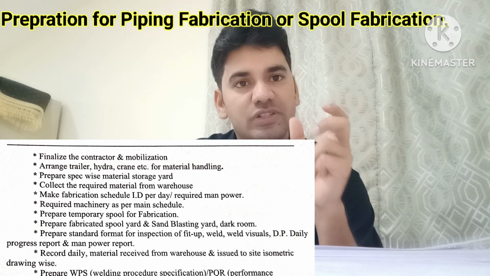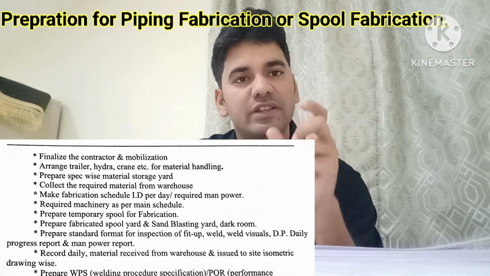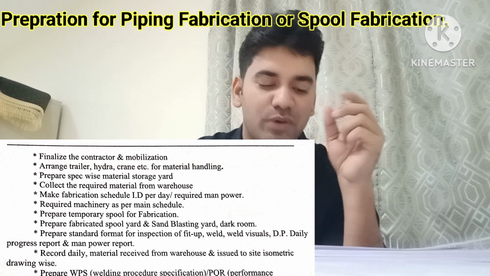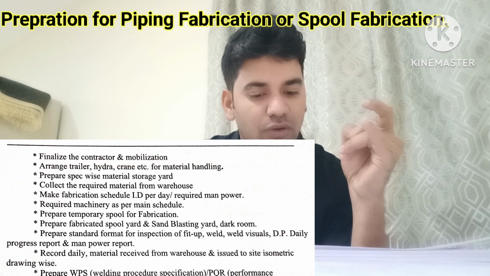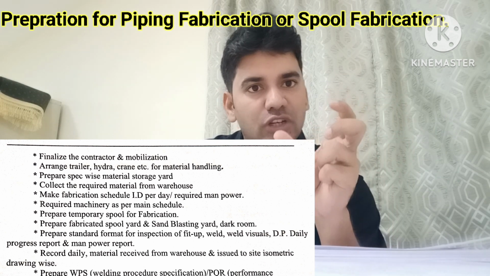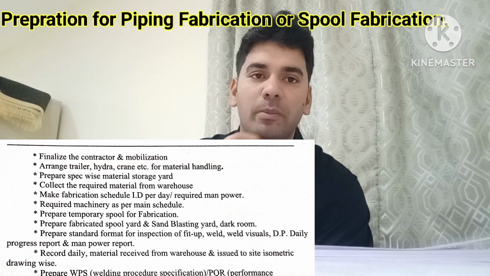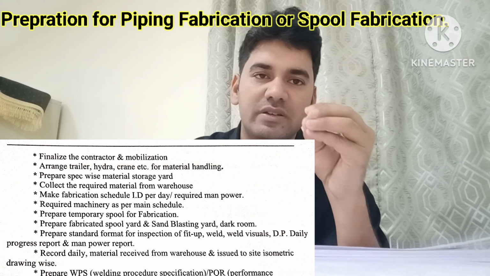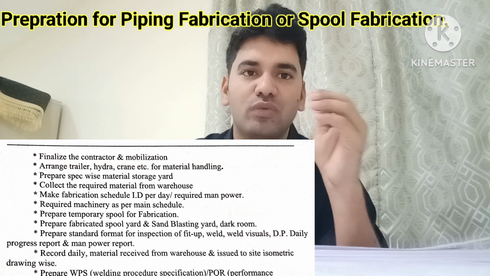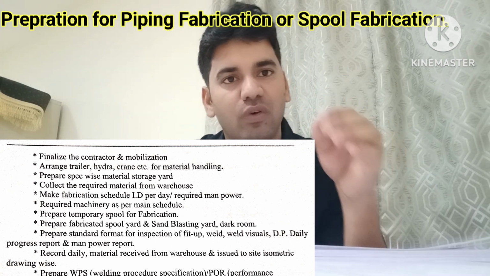Make the fabrication schedule, that is, you will make a fabrication schedule showing how many inch dia need to be fabricated today as per your overall plan. After that, a schedule per day, what needs to be achieved in this schedule, and the number of manpower you require. Like if you need 50-inch dia or 100-inch dia or 200-inch dia per day, as per that you calculate how many welders are required for that 100-inch dia.